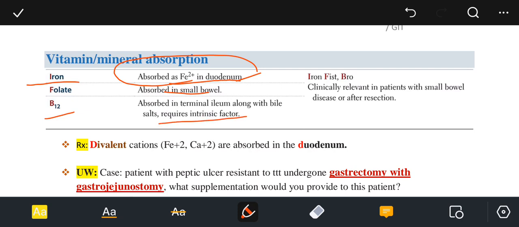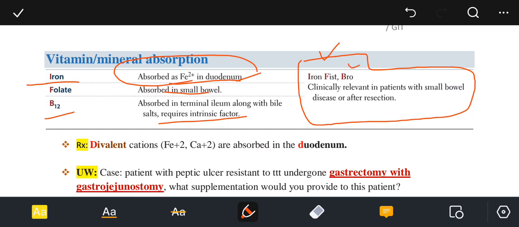So the mnemonic is iron fist bro. So iron is absorbed in the duodenum. After that, the folate is absorbed in the small bowel, and at the end, the vitamin B12 or the cobalamin is absorbed in the terminal ileum. This is clinically relevant in the patient with a small bowel disease or after resection.